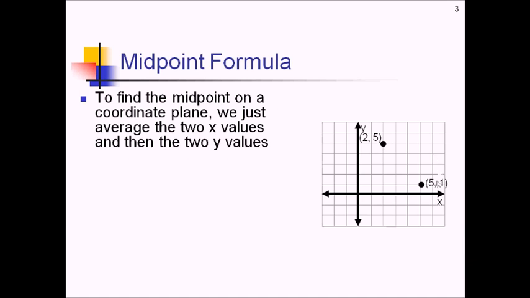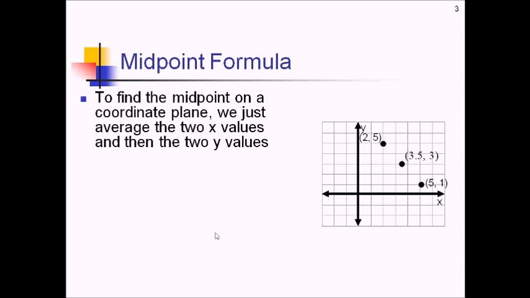So we've got 2 plus 5 for the x values, that's 7. Divide that by 2 and you've got 3.5. Then for the y values, we have 5 and 1. Add those and divide by 2. 6 over 2 gives us 3. And you can see this point, (3.5, 3), is indeed halfway between.